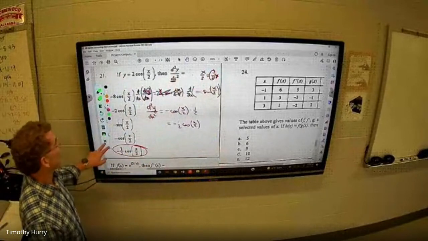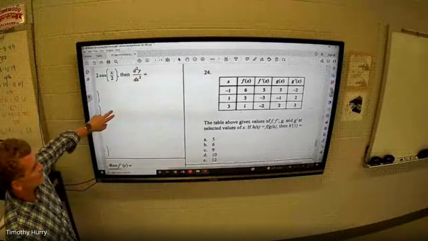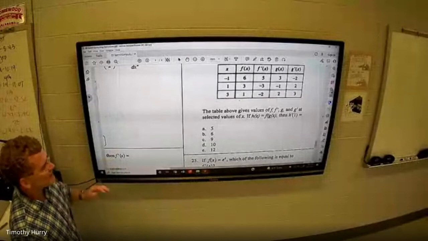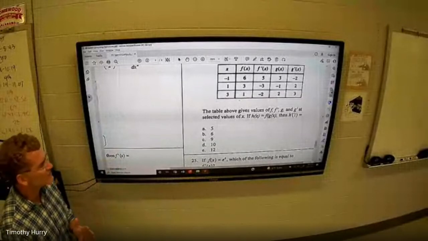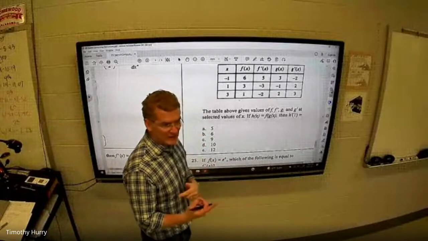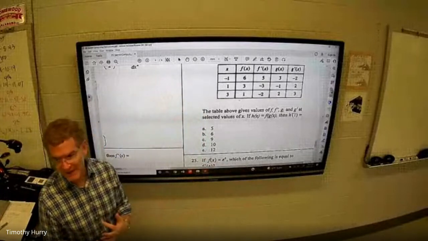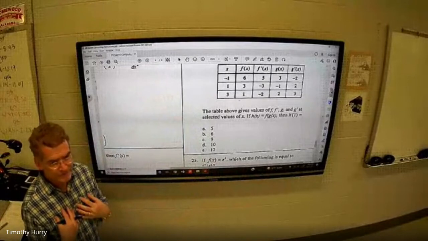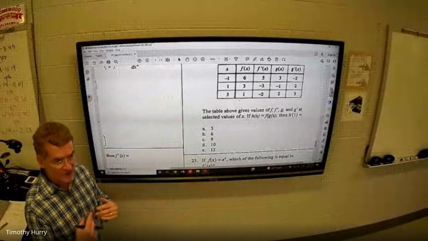All right, look at 24. I like these little table problems. It says the table above gives the values of f prime, g, and g prime at selected values. If h is the composite function f of g of x, then what would be the derivative of h at 1? All right, so first thing I need to find what? The derivative of h, and then plug the 1 in.